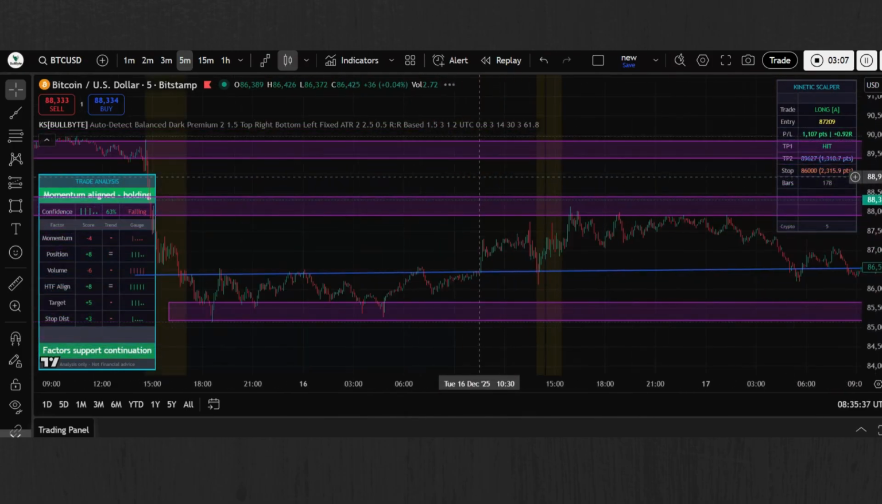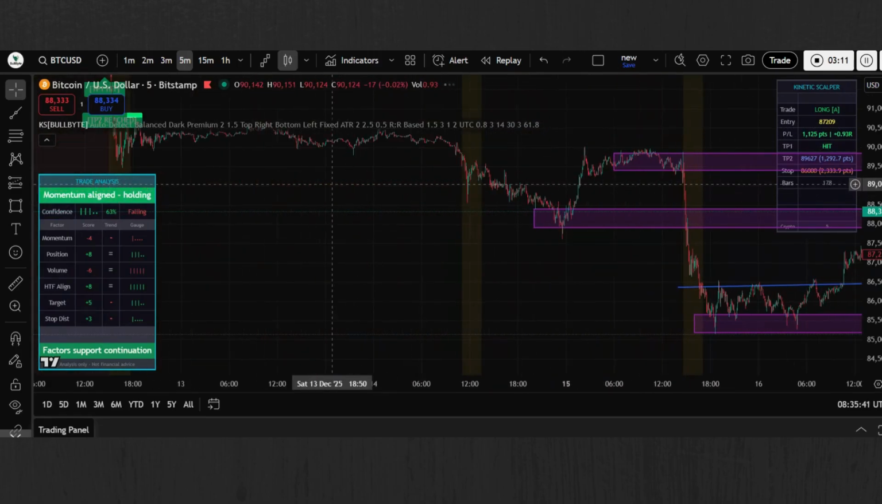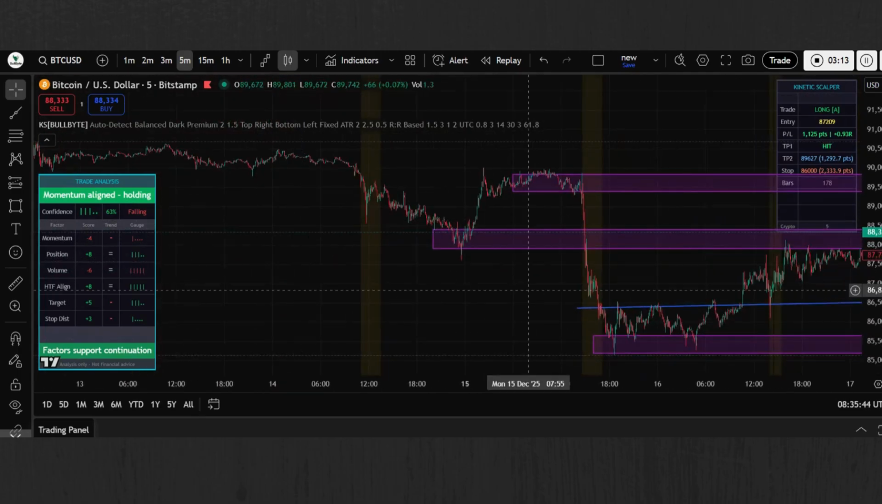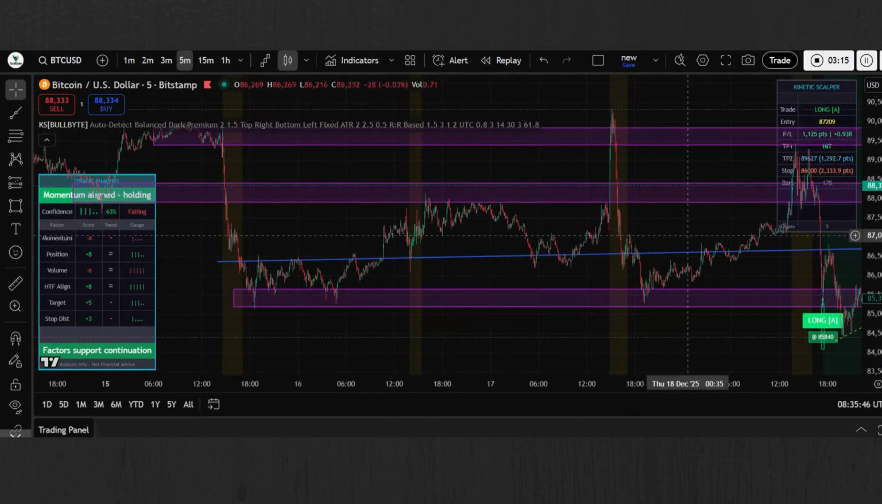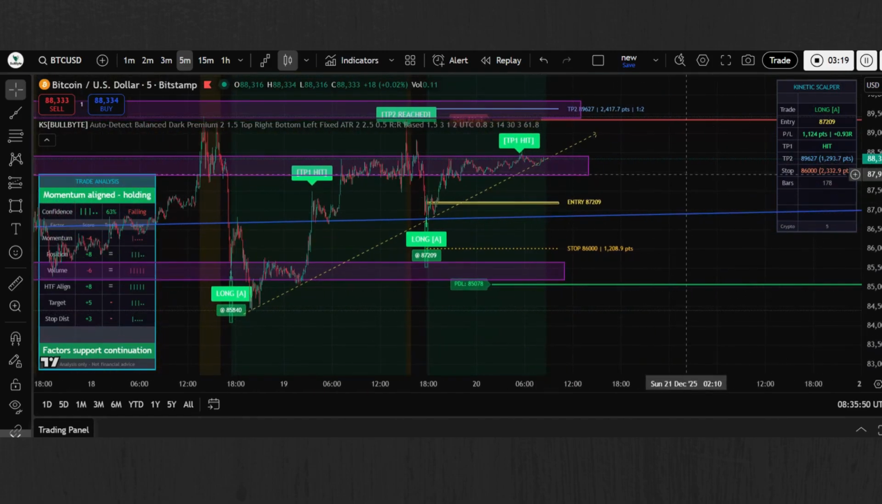But here's the key. If you had just blindly taken every Kinetic Scalper signal without looking at your levels, you would have taken this one in the middle of nowhere and gotten stopped out. Context is king. Now, let me add the Confluence Engine on top of this.